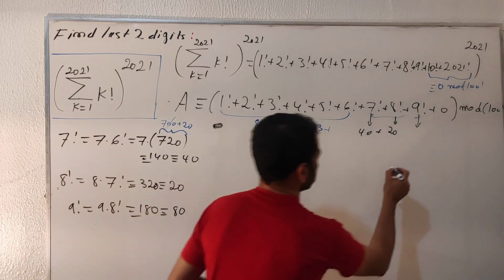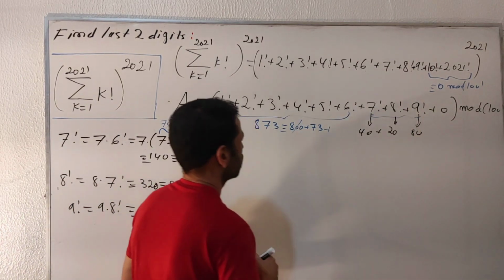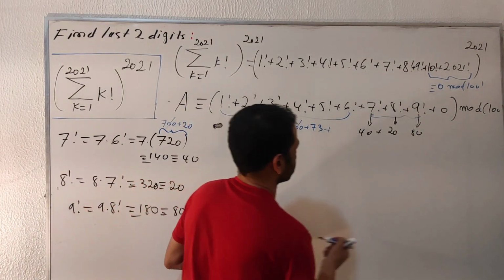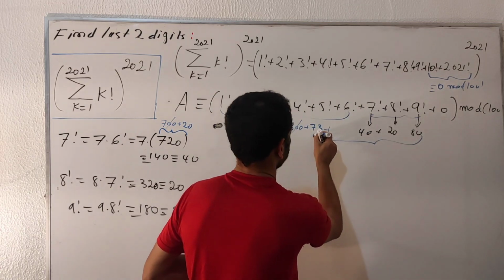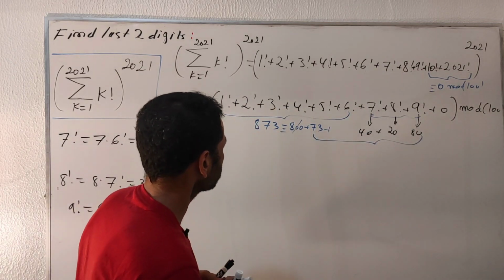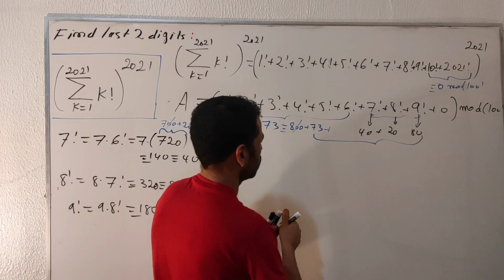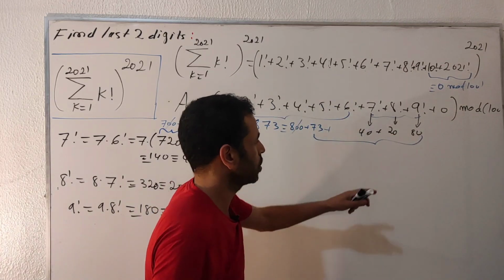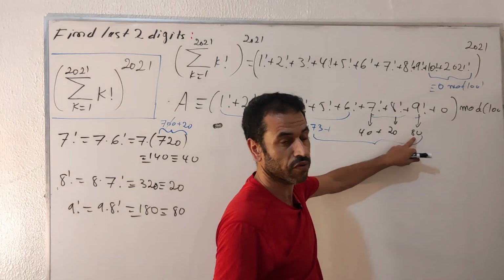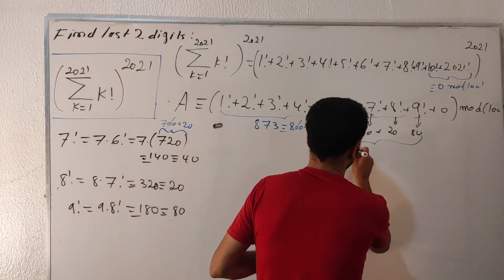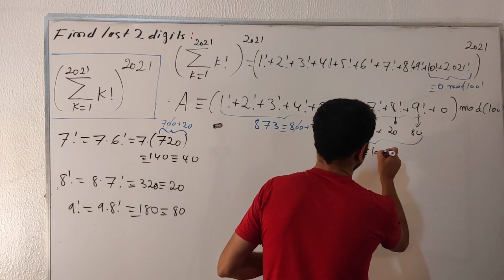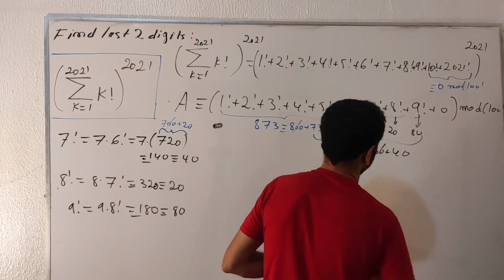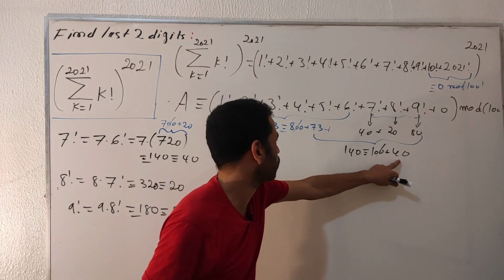Let's put it next to it, 80. Now we are going to add all these values as a remainder. So you get 70, 40 plus 20 is 60, 60 plus 80 is 140. Also 140 is congruent to 100 plus 40. The 100 cancels out, and I will be left with 40.